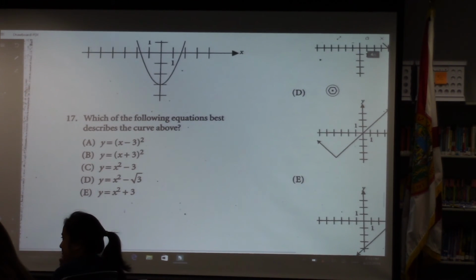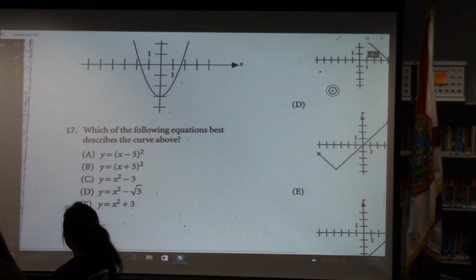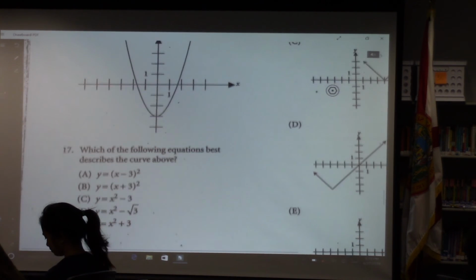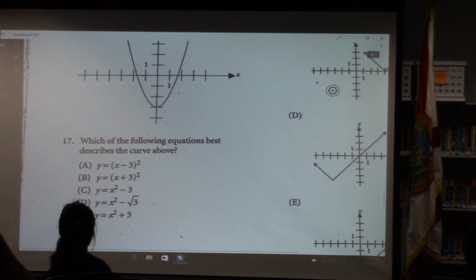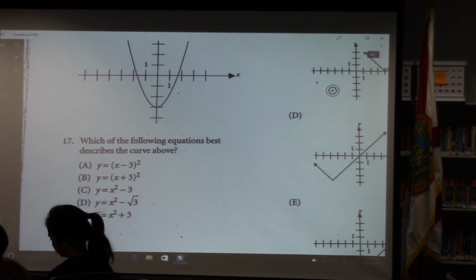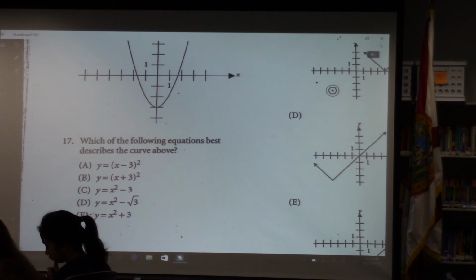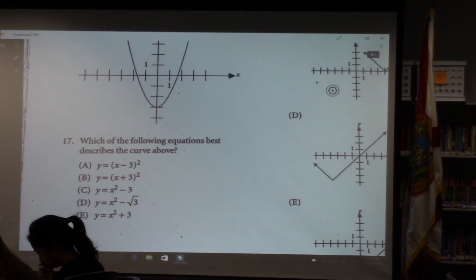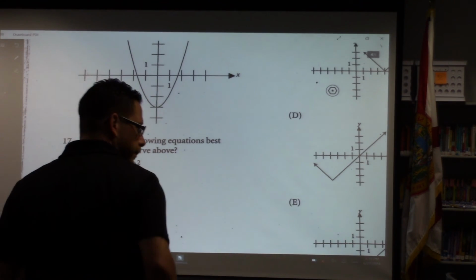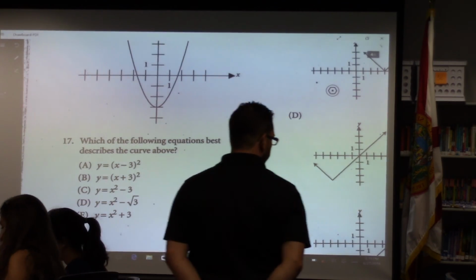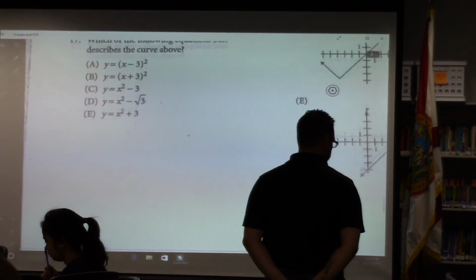17, which of the following equations best describes the curve above? Okay. So, in the interest of time, guys, I'm going to start going through these, and if you have any questions, we're going to walk around and answer. So for 17, guys, you should get C. 18, C. And then 19 and 20 I'm actually going to go over because those are strategy based.